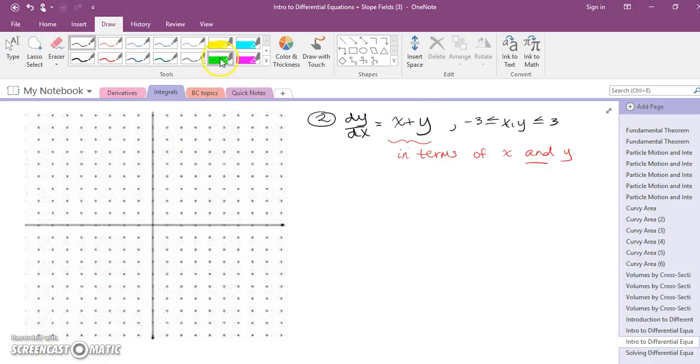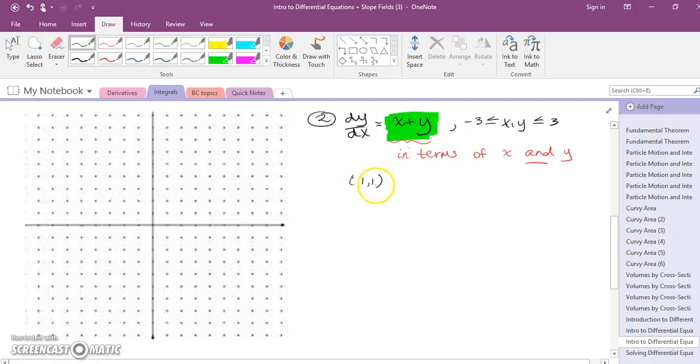Let's do one more. For example 2, let's do this one here, dy/dx equals x plus y. This is what I'm using for my calculations. Notice x and y both are going to affect my slope here. It's in terms of both of them. So again, you're going to go from -3 to 3. So I'll do a couple points with you here. And sometimes the pattern jumps out right away. Sometimes it takes a while here.